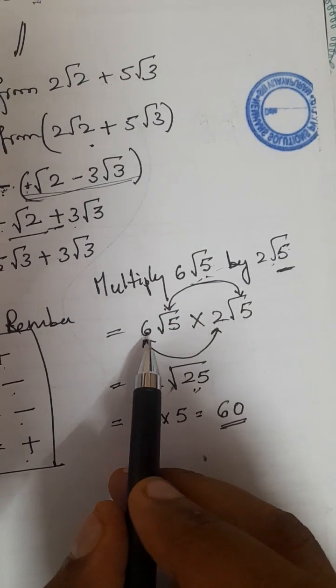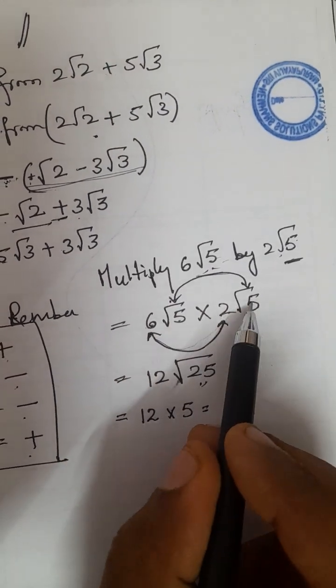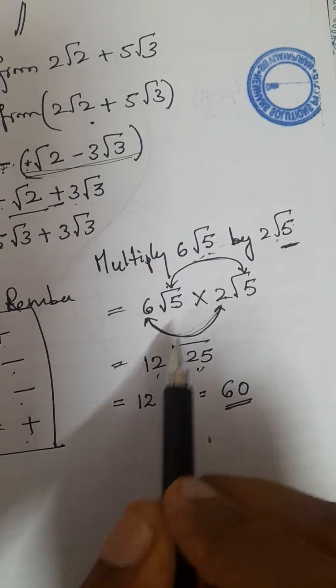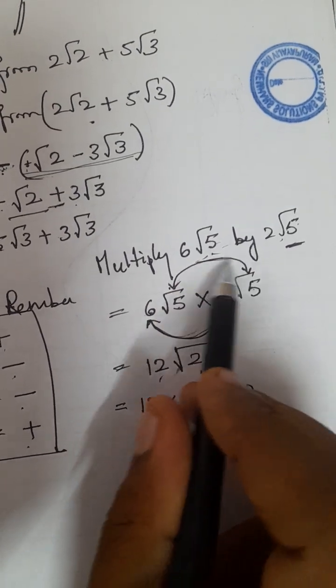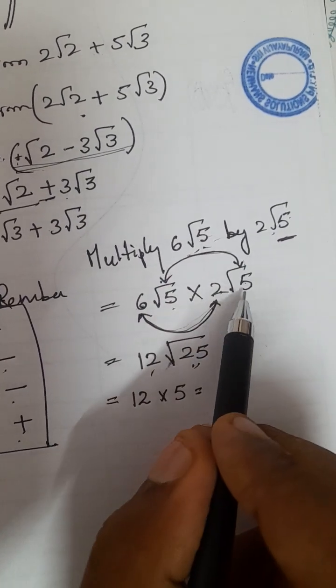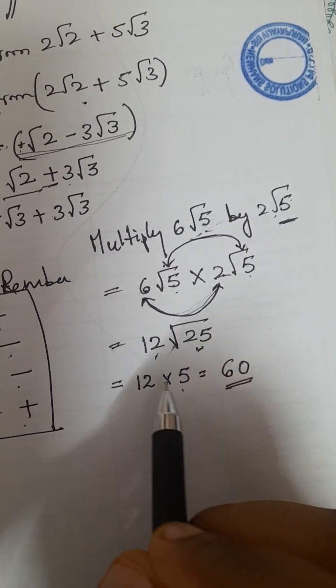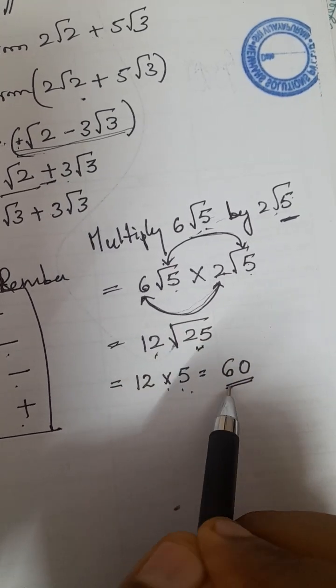So first multiply the whole number part, 6 and 2, which is 12. Then the irrational part: multiply 5 into 5, which is 25, and the square root of 25 is 5. That is why 12 into 5 is equal to 60.